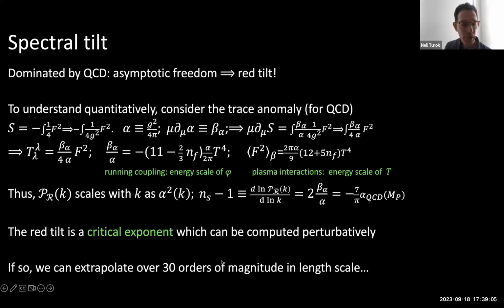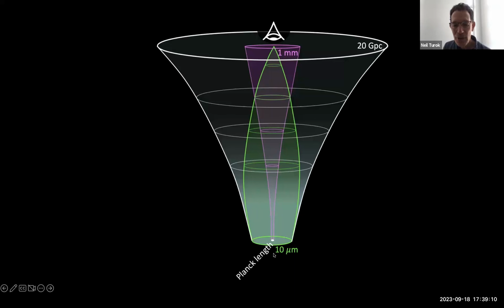We then extrapolate over 30 orders of magnitude in length scale. So we've extrapolated the standard model to the Planck length, Planck time. We then use the running couplings to extrapolate to 10 microns. And then we simply evolve those forward into the structure we see today.